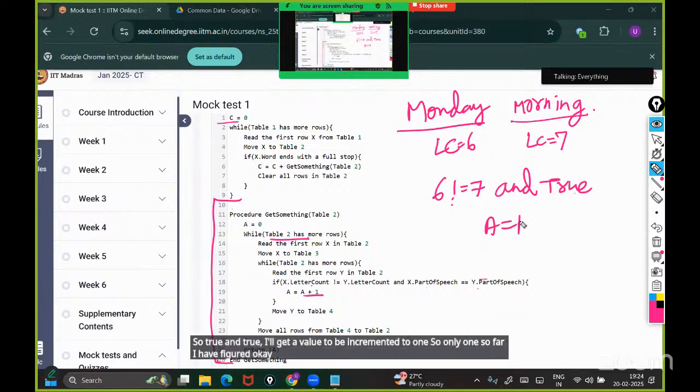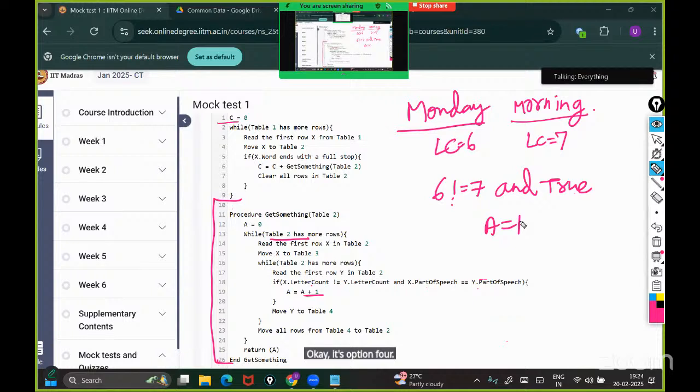Okay, it's option 4. I changed my mind. Last option, yes.